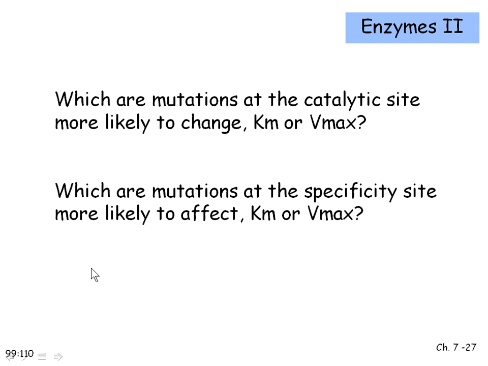Now, do you think that mutations at either of these sites tend to have pure effects? Does it tend to be just Vmax that changes or just Km that changes? I'm seeing a lot of shaking heads. The enzyme is an entire structure. It's not made out of Legos or something, and perturbations in one place can propagate. So it isn't very common that you have a pure effect on one or the other.